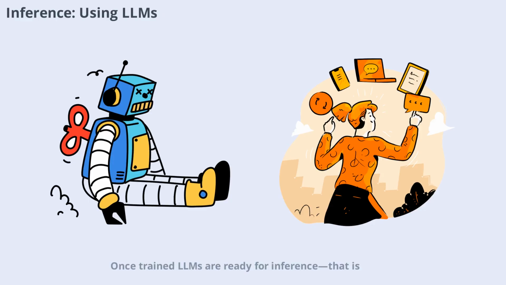Once trained, LLMs are ready for inference, that is, using the model to generate or analyze text. When you type a prompt, the model tokenizes your input, converts it to embeddings, and then predicts the most likely next tokens. This process is what powers chatbots, translators, and many other AI applications.